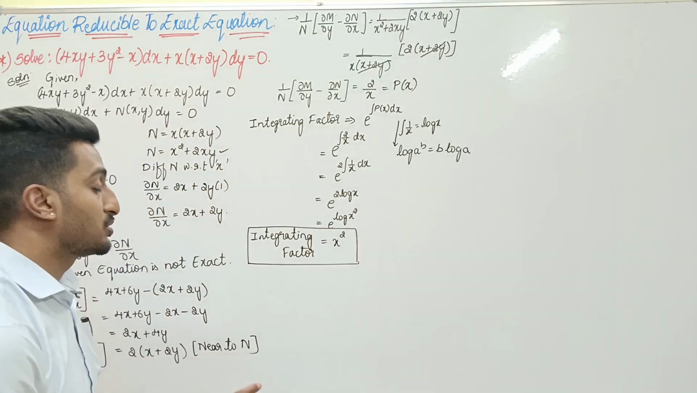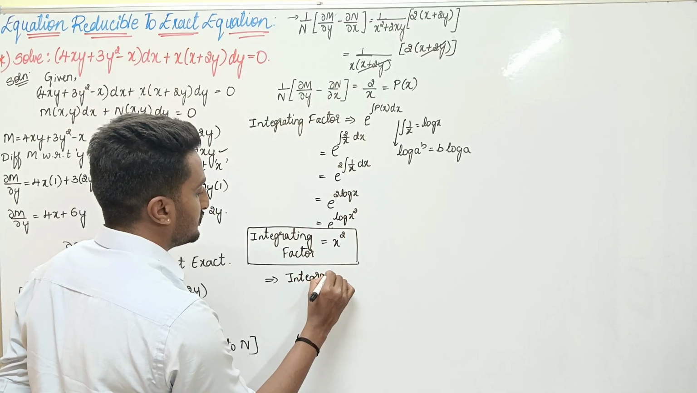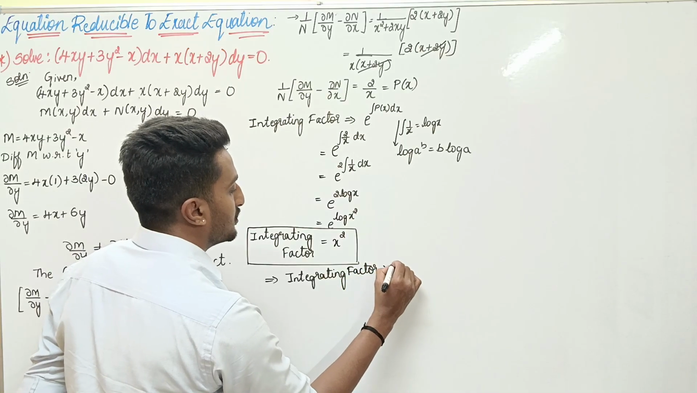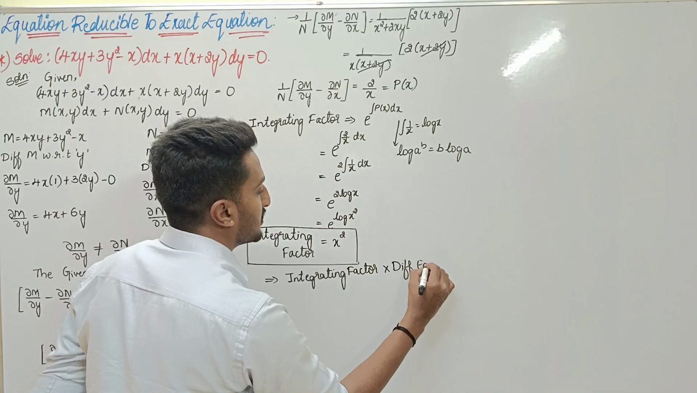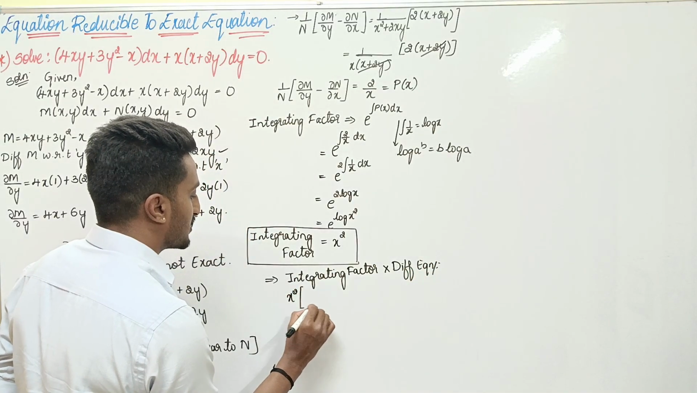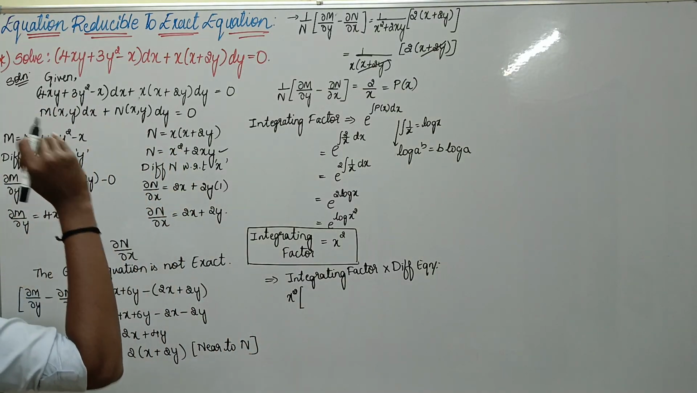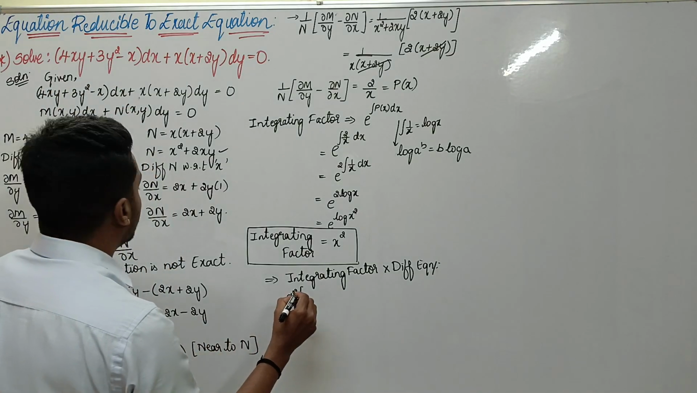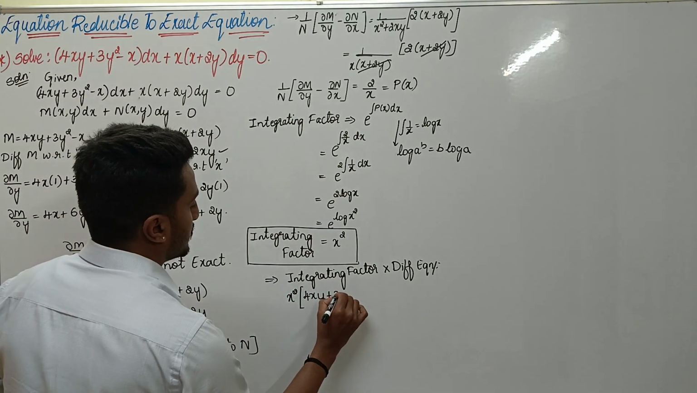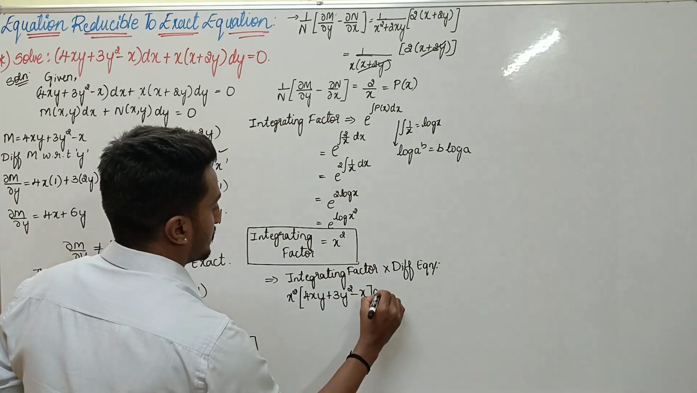Now, what are we supposed to do? The next step is integrating factor into differential equation. What is our integrating factor? We have x square. Next, into what is our differential equation? This is the given differential equation. I need to multiply x square for both the conditions. That is x square into 4xy plus 3y square minus x into dx.